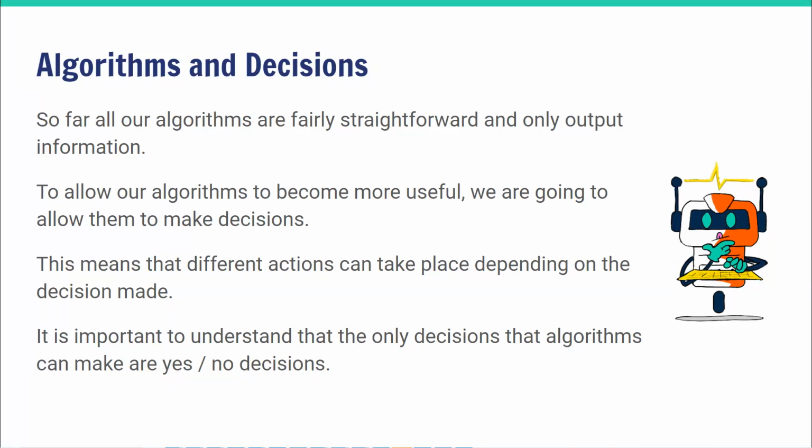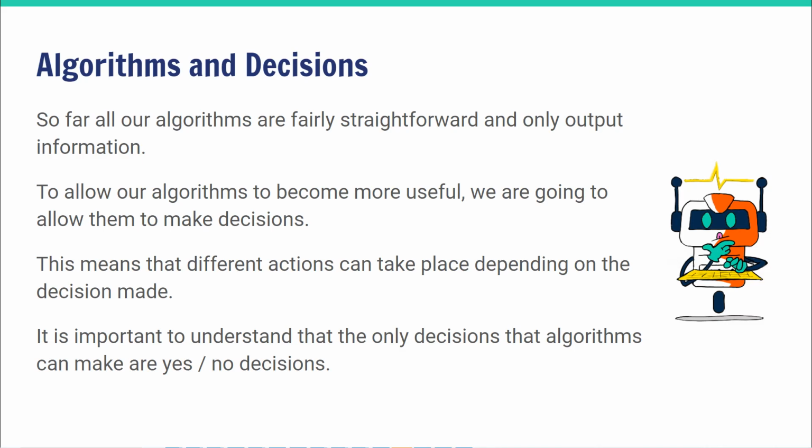So far, all of the algorithms that we've seen and drawn are pretty straightforward and they only output or show information on the screen. To make our algorithms more useful to solve problems for us in the real world, we're going to show you how algorithms can make choices or make decisions and do different actions depending on the decision that's being made. Now, the really important thing to understand here is that all algorithms with computers can only make decisions that are yes-no decisions.